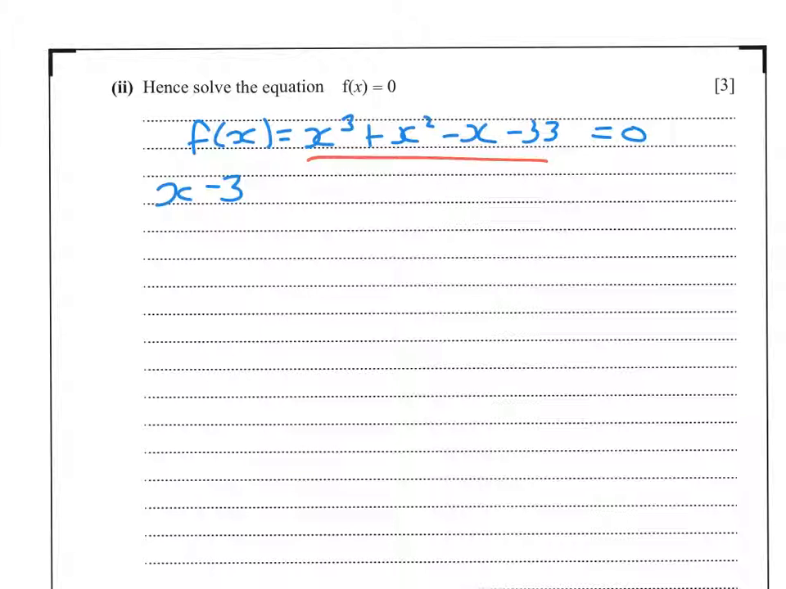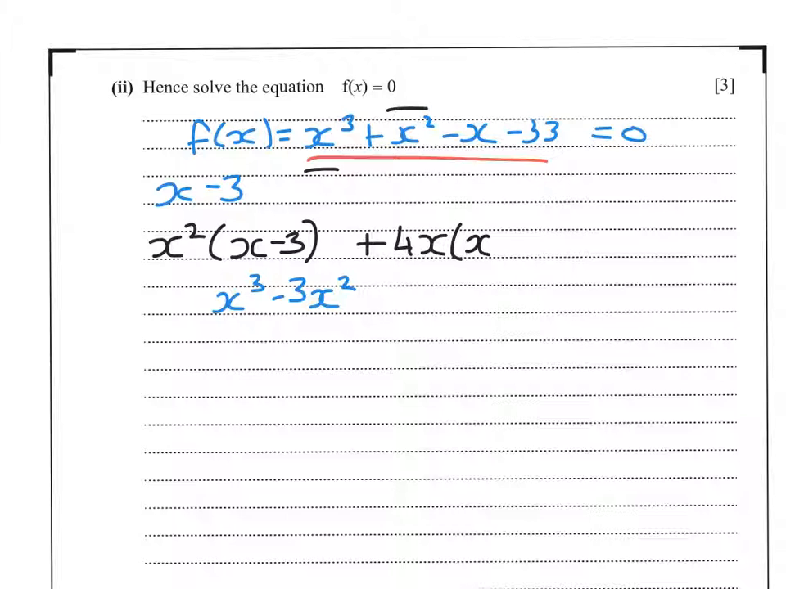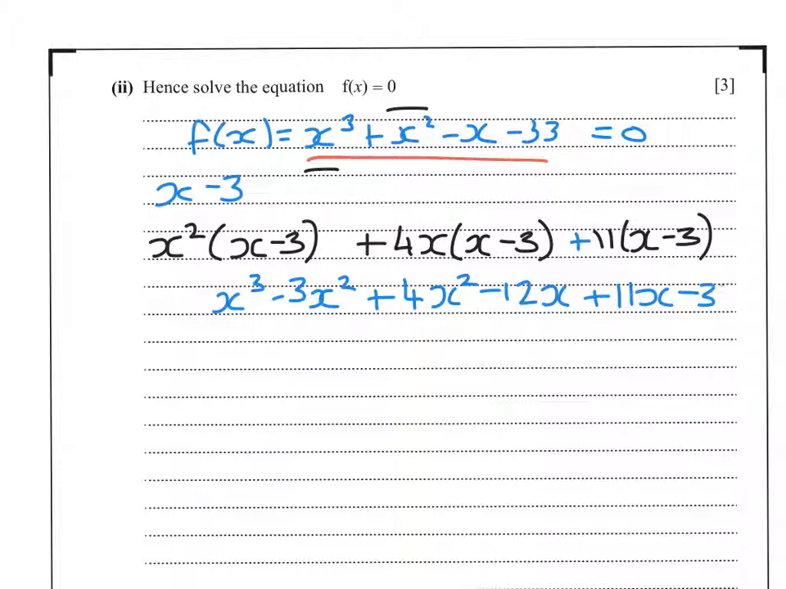I'm going to show you a new method that I've just found on Twitter. We want to have x cubed, which means we have x squared times x minus 3. So that gives us x cubed minus 3x squared. We then want to have x squared, and we have minus 3x squared, which means we have to add 4x squared. Each time I'm adding on or multiplying by what we know is the factor. That gives me minus 12x when I actually only want minus x. So I need to add 11. Which gives me 11x minus 33.